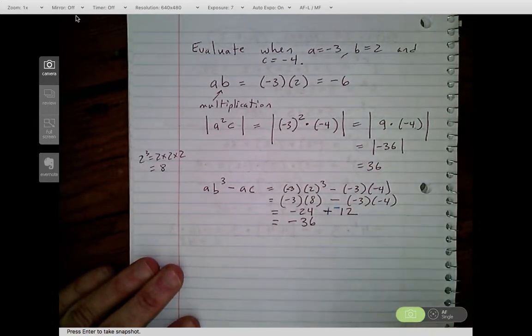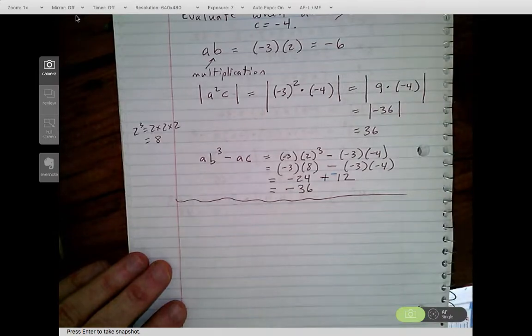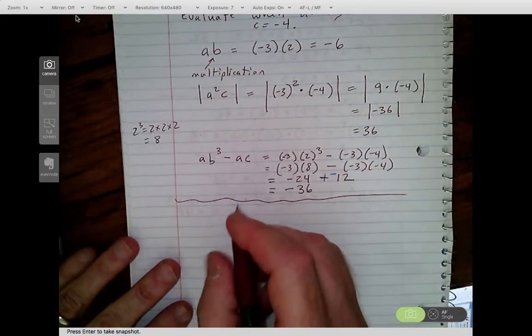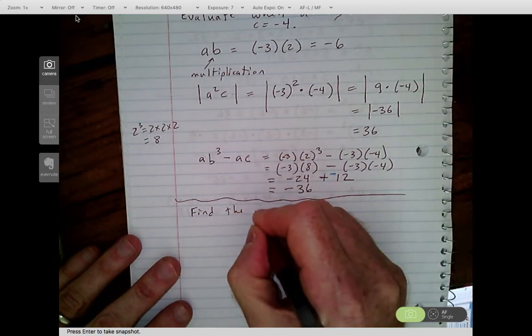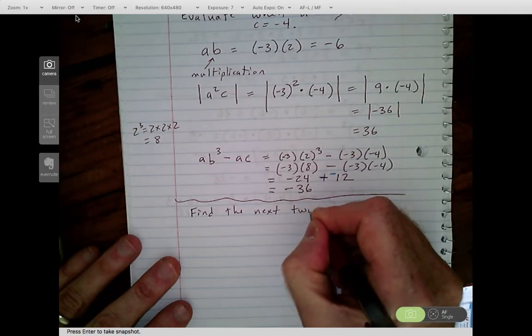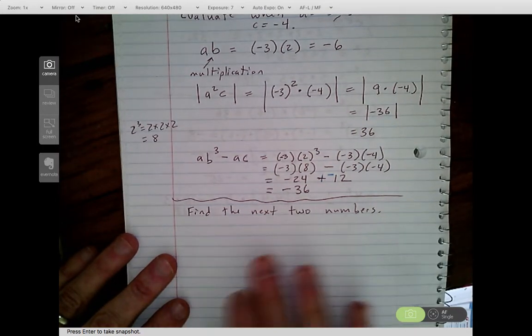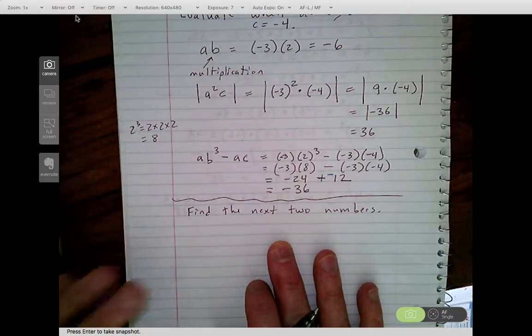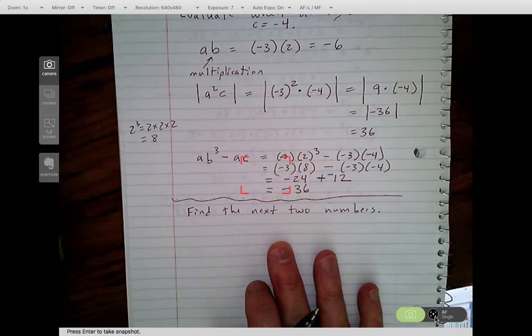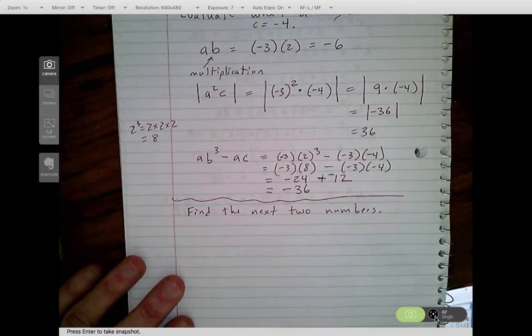Okay? And the last thing we're going to do for your assignment, oops, sorry about that. The last thing we're going to do is we're going to look at a sequence or a list of numbers. And you're going to be asked to find the next two numbers. Okay? And my hint is that there's going to be some multiplication here. And later on you're going to learn this is called a geometric sequence. You don't need to know that now. But when you take high school math or maybe even 8th grade math, you will learn more about that.